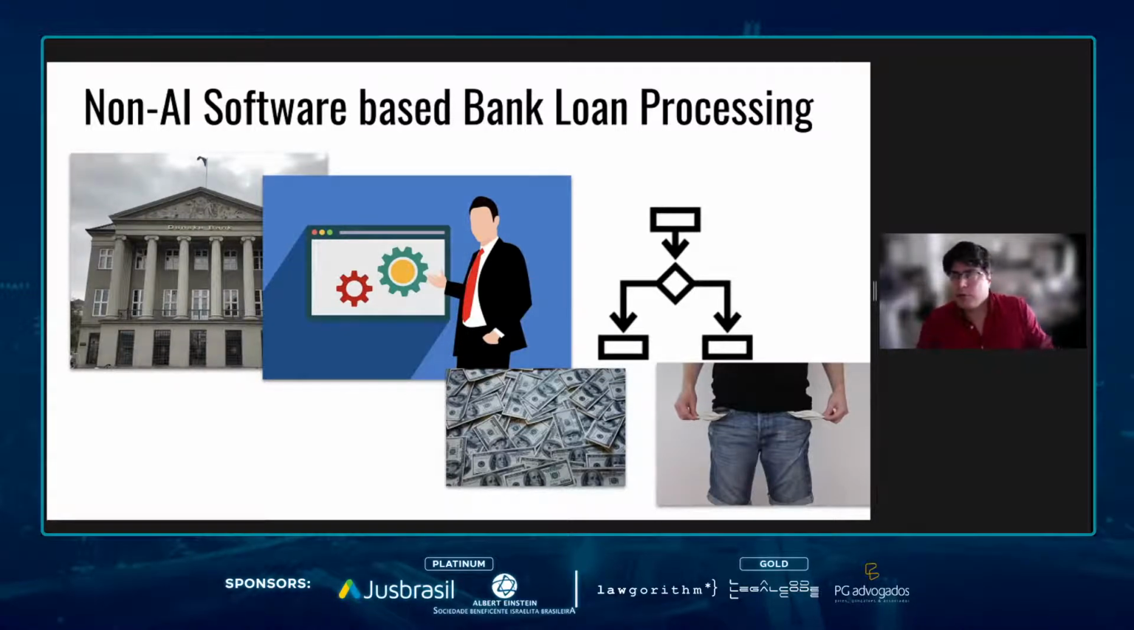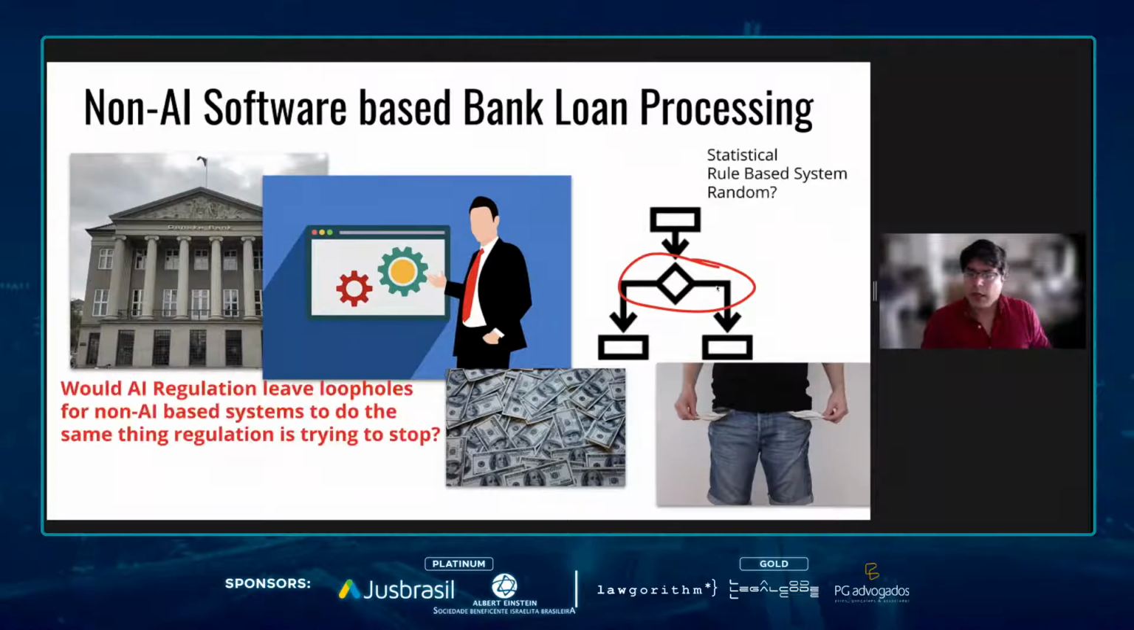Let's say a bank processing algorithm ultimately makes a decision: approve the loan or do not approve the loan. And whether this is based upon statistical or rule-based systems, random, or whether it's even based upon a human, at the end of the day, it is this decision that is critical. And we don't want to leave any loopholes. Whether we're using AI or not using AI, this decision-based system needs to follow whatever principles that we want to instill within a bank loan processing system.